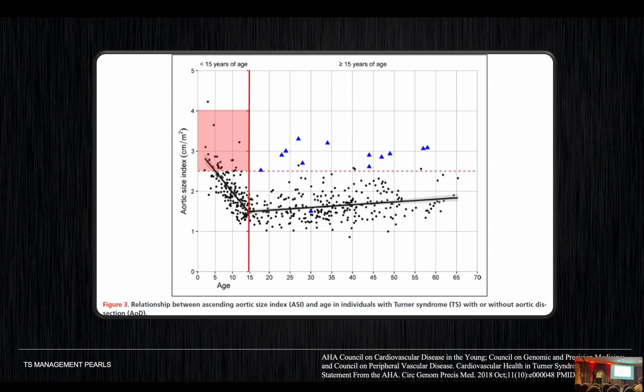So more likely what's happening there, sorry, this should be this arrow, is that their bodies are growing into the size of their aortas. Once the 15-year mark passes, this relationship stabilizes.